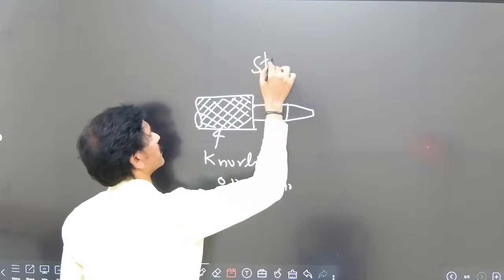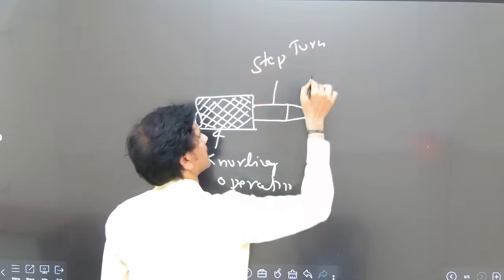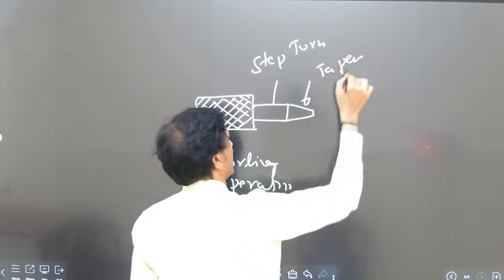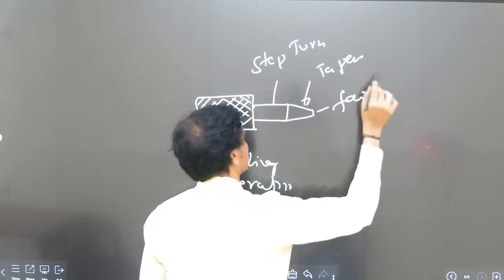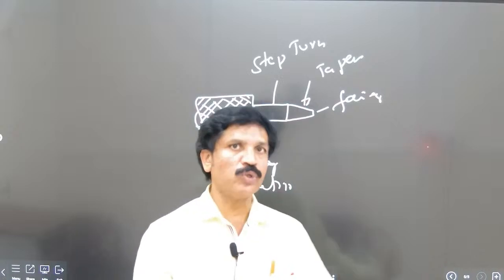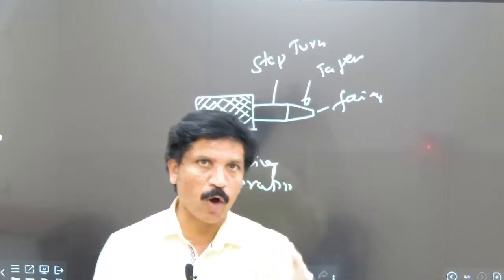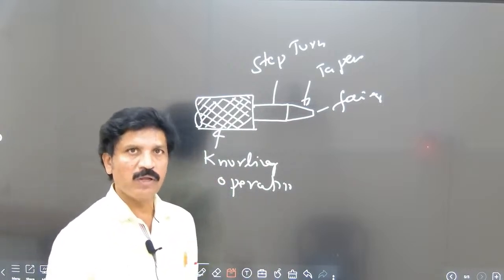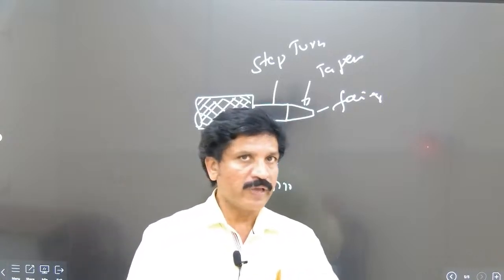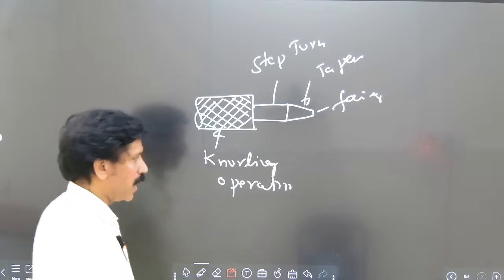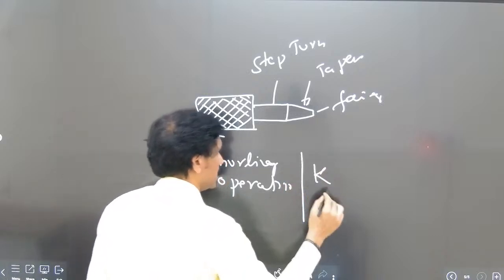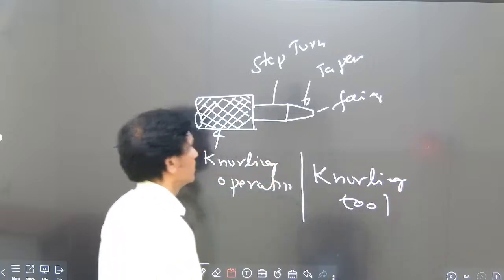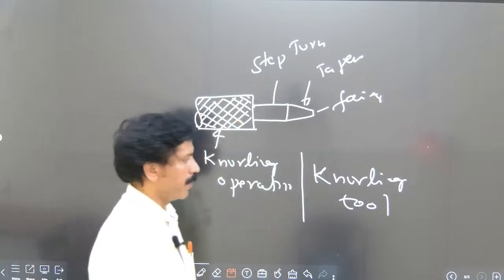Step turning operation. This one is the taper operation, taper turning. This one is the facing operation. At a time I have shown the different operations on a single component. So that is a knurling operation to hold the surface. The surface should not be slippery. That operation is called the knurling operation with the knurling tool. Okay, so next one, drilling operation.